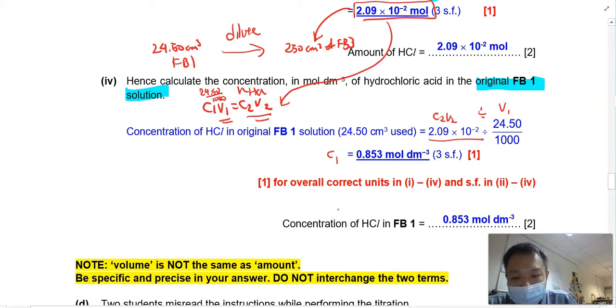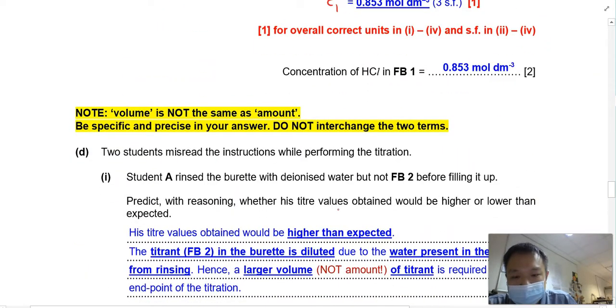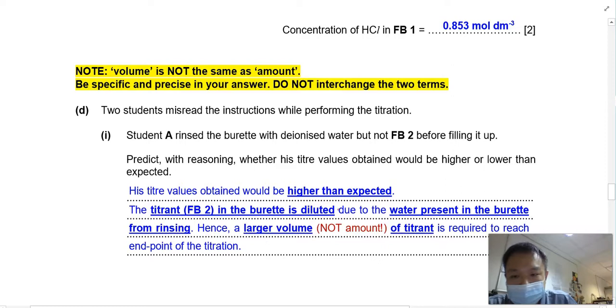Part D was something that I went through with you. Two students misread the instructions while performing titration. In student A, they rinse the burette with DI water but not FP2 before filling it up. You're supposed to predict, with reasoning, how it affects his titration results, titer values. In this case, his titer values will be higher than expected.